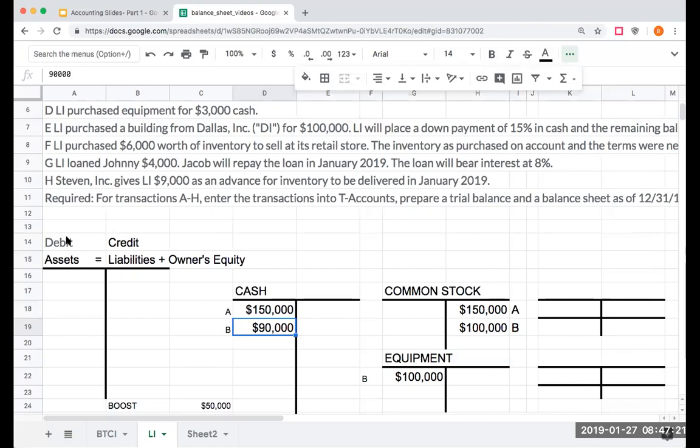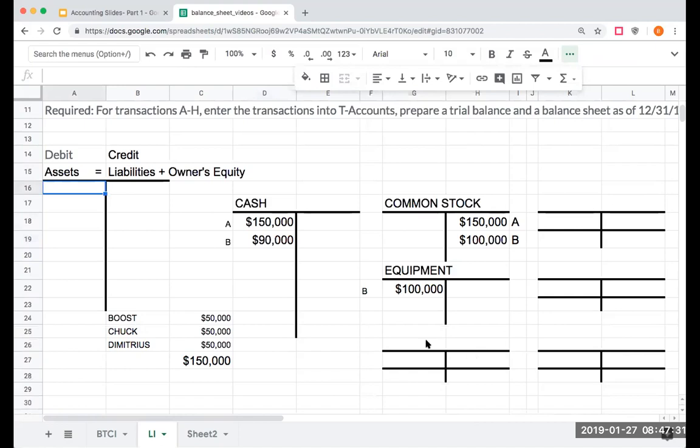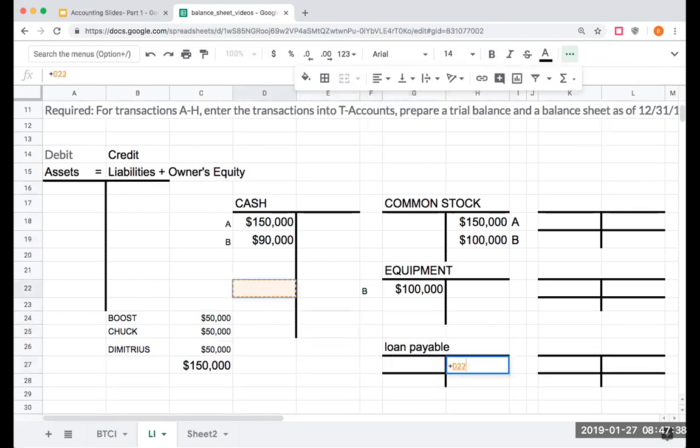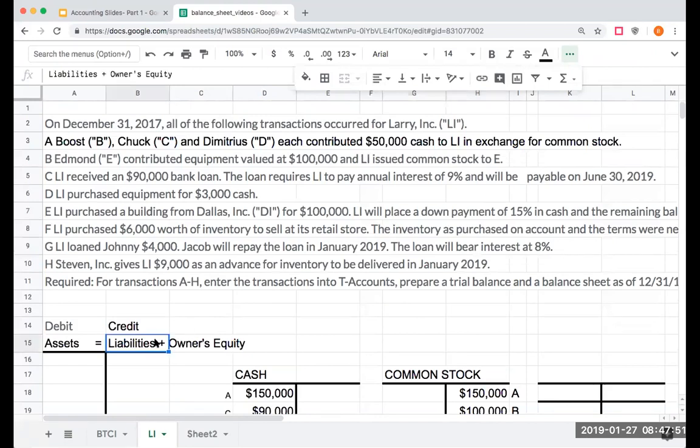Cash is an asset, so I show that increase with a debit. Okay, I'm going to show that increase to cash with a debit. For every debit, I need a credit. So here it is going to be a loan payable. And this is transaction C, excuse me. Morning coffee has not fully hit in yet. This is transaction C. And again, well, what kind of account is loan payable? Well, loan payable is a liability. And right here, it tells us that the loan requires LI to pay annual interest of 9% and will be payable on June 30th, 2019.